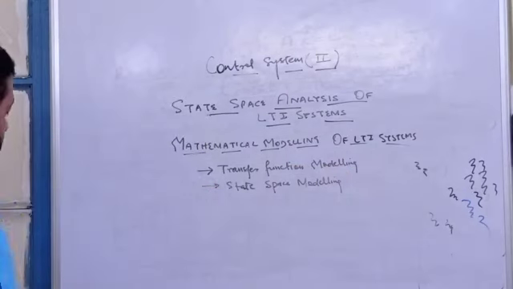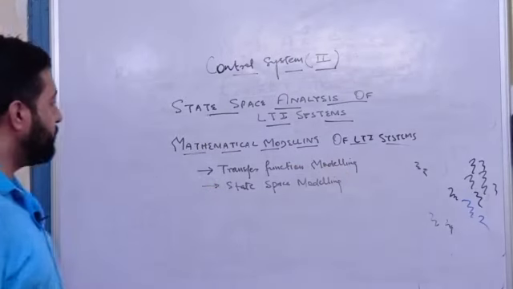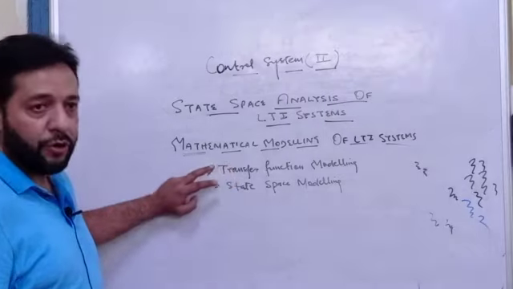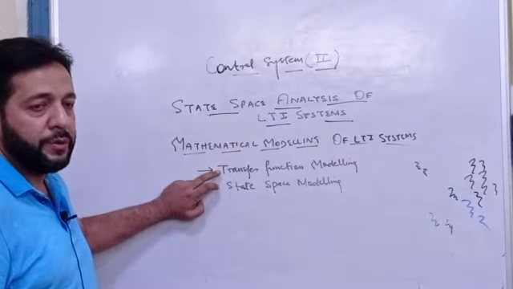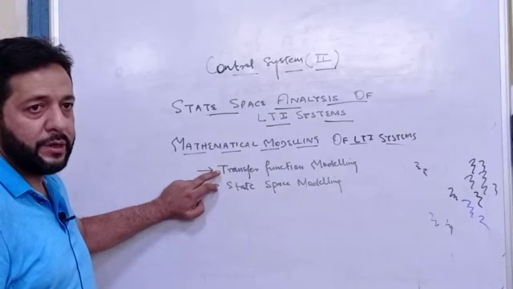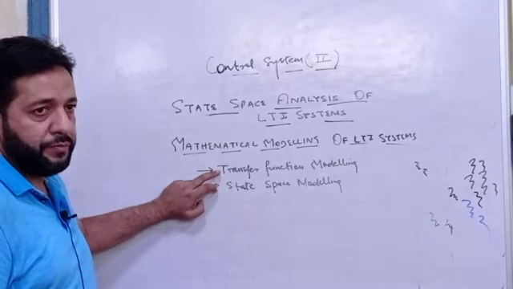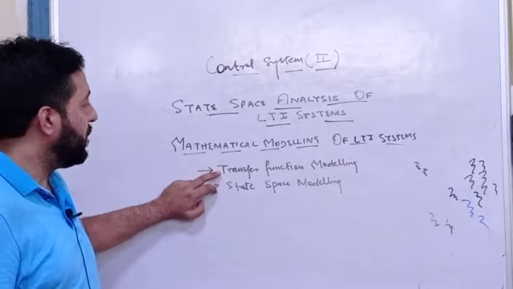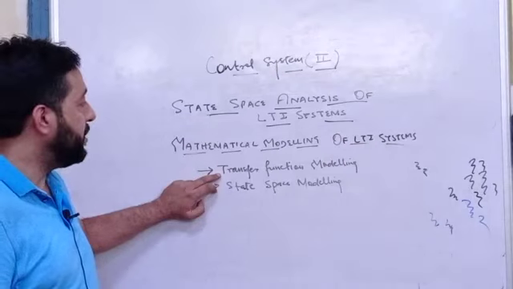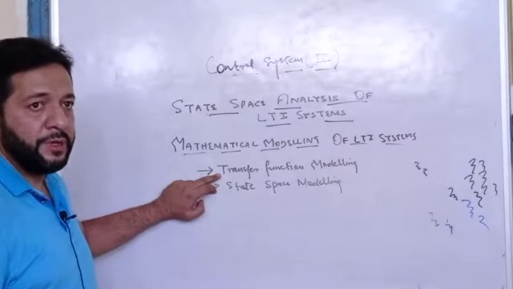Transfer function modeling and state space modeling. Transfer function modeling you already did in the fourth semester. This is frequency domain modeling. Why do we call it frequency domain modeling? Because, sir, we take into consideration the frequency of the system, the frequency variable, the S variable. So that's why it's transfer function modeling. And this is basically input-output modeling.